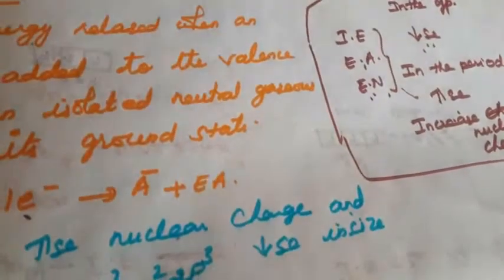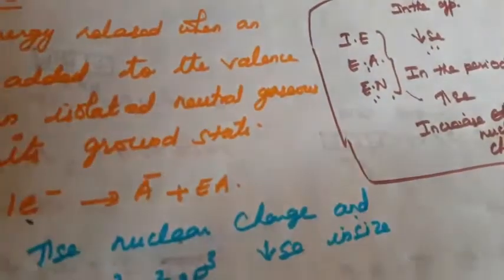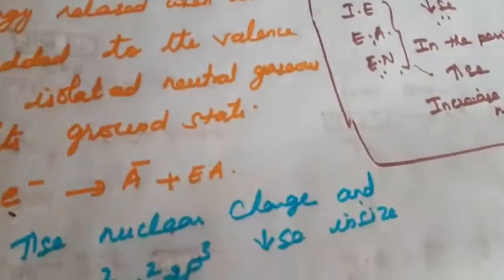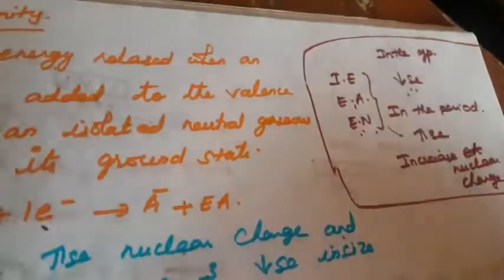What is meant by electron affinity? The amount of energy released when one electron is added to the valence shell, that is called electron affinity.